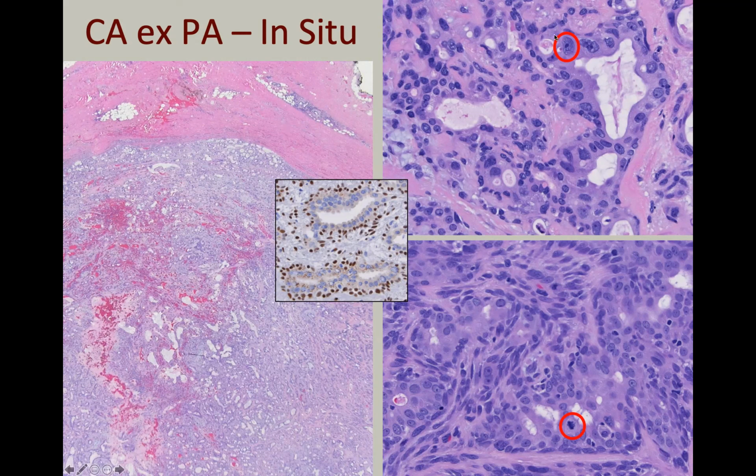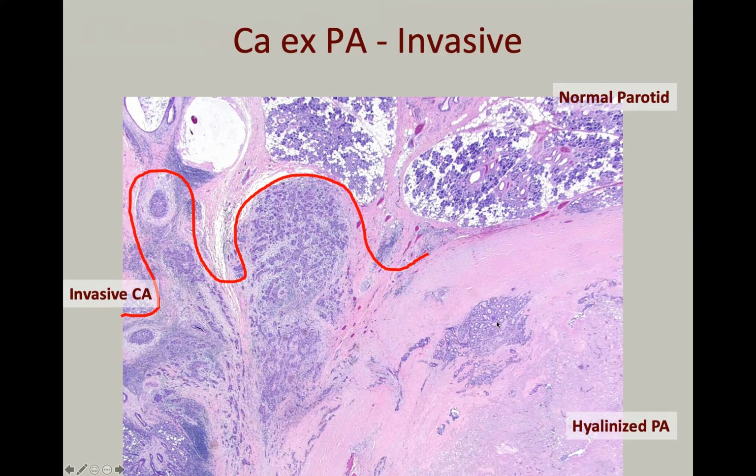Then what happens is these cells break out of these ducts, break out of the capsule of the tumor and invade into the adjacent salivary stroma. This is invasive carcinoma ex PA. You can see I've highlighted these tongues of invasive tumor extending into the normal parotid. And on the bottom right, this circumscribed nodule is the residual scarred down hyalinized pleomorphic adenoma. You can still see evidence of residual, perhaps in situ ducts where my arrow is pointing.